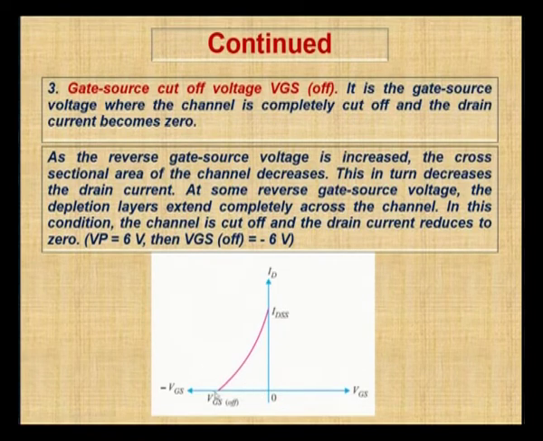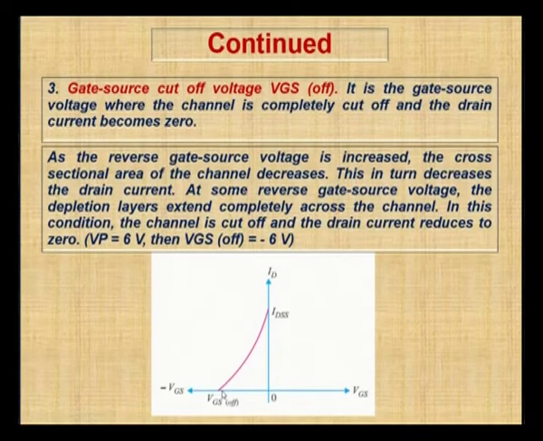Okay, then VGS off means, if the value of VGS off is equal to 6 volts, the VP will be here in the first quadrant, it will be positive 6. This is the main difference between VP and VGS off. VGS cutoff voltage is where ID is equal to 0, whereas VP is where ID is at a maximum value and VGS is equal to 0.